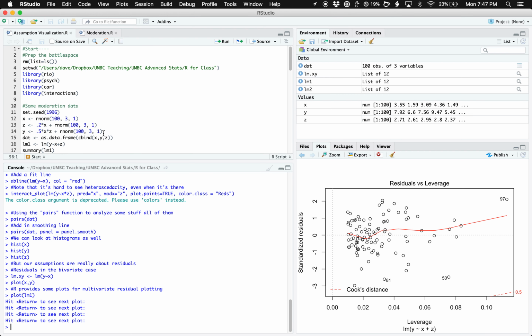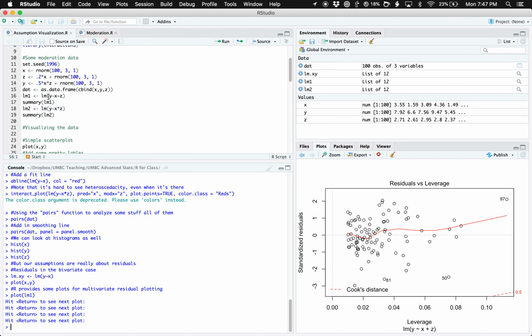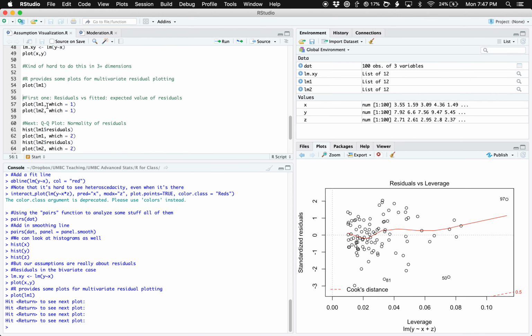Now remember, way up here, LM1 was my additive, right? So this did not include the interaction term. LM2 included the interaction term. So we should see some violations of assumptions with LM1 because we know that interaction term is important. So let's see how that plays out.